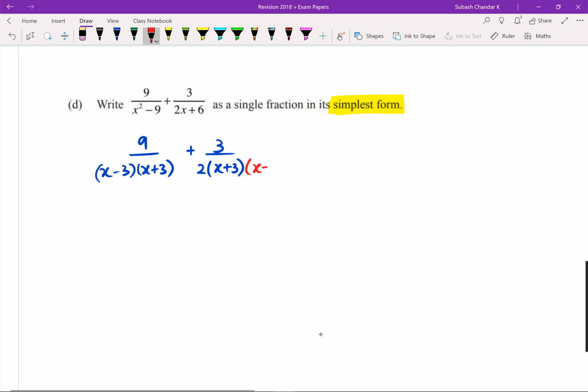So I'm going to add an x minus 3 in the denominator, but I'm also going to add an x minus 3 in the numerator. And again, on the right-hand side, I've got a 2. On this side, I need to put a 2 in the denominator, which means I've also got to multiply by 2 in the numerator.